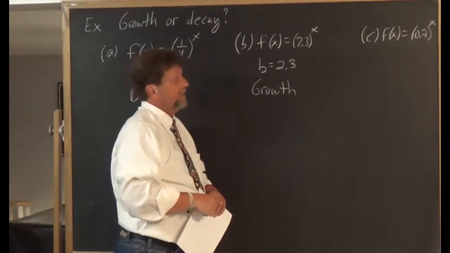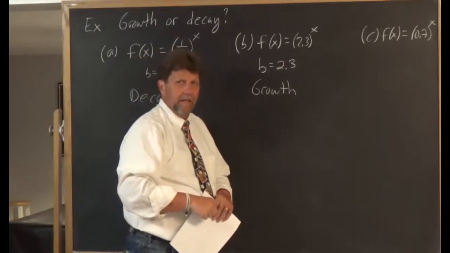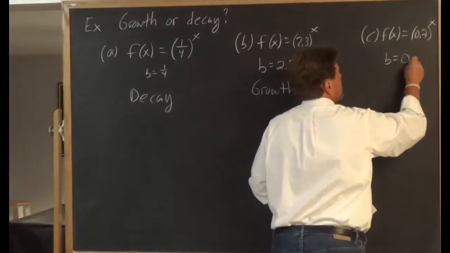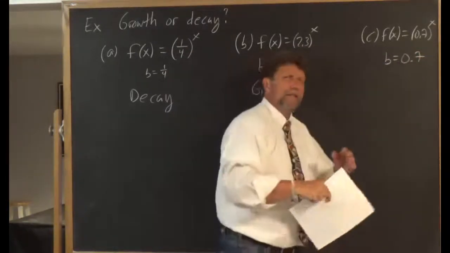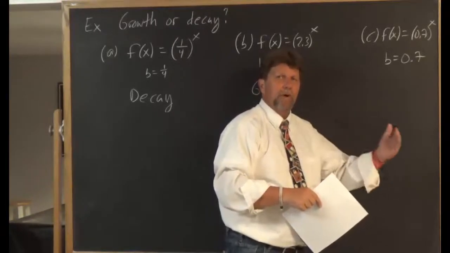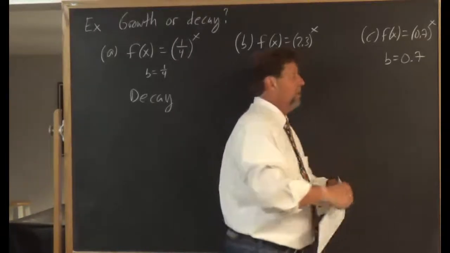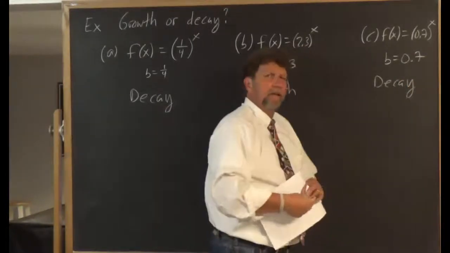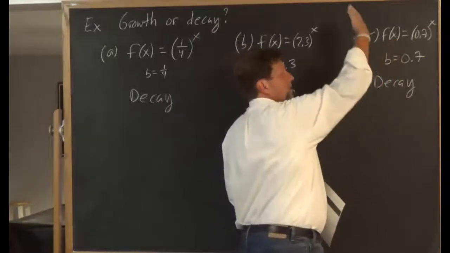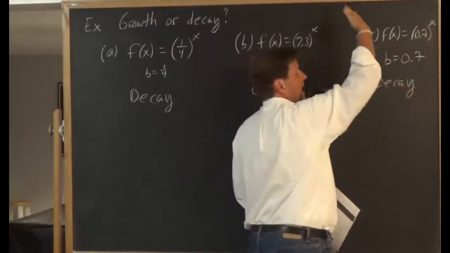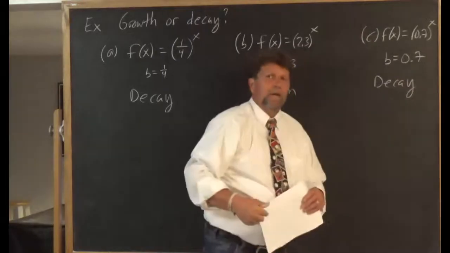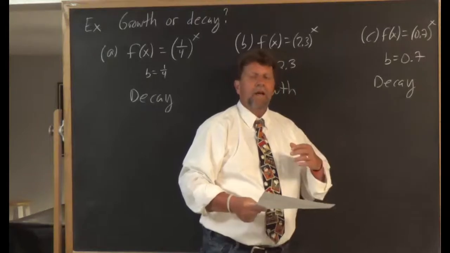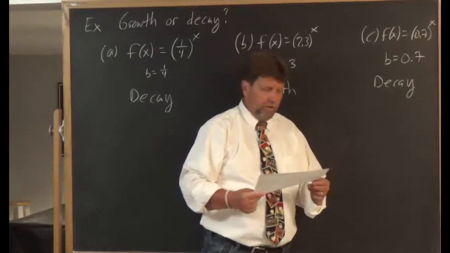Part C, f of x equals 0.7 to the x power. Well, here the base is 0.7. Again, 0.7 is between 0 and 1. Because it's between 0 and 1, I know that it's exponential decay, and exponential decay tells me the graph is doing something like that. So being able to identify exponential growth and exponential decay without having to look at the graph is an important skill.